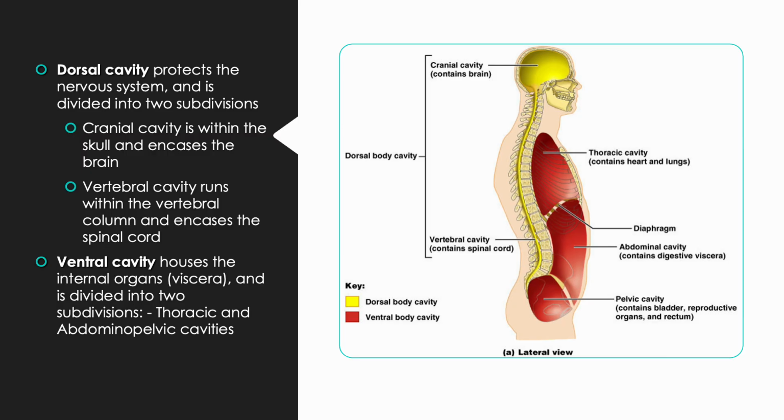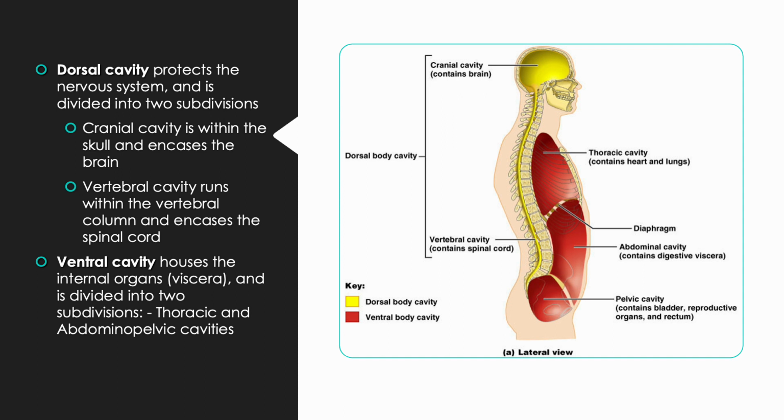So first we're going to start with the front and back of the body. The back of the body contains the dorsal cavity. If anybody knows anything about fish, they have dorsal fins on their back. That's how I remember that dorsal means back, because the dorsal fin is on the back of a fish. So in the dorsal cavity, you have the cranial cavity and the vertebral cavity. There are only two cavities on the back side of the body.